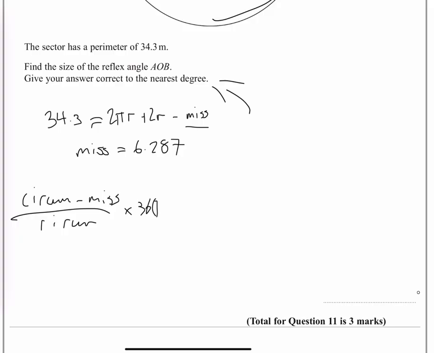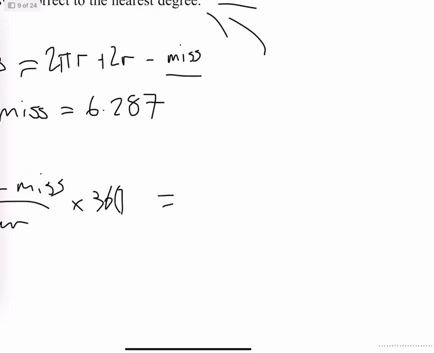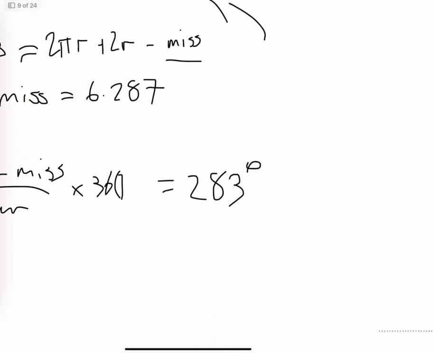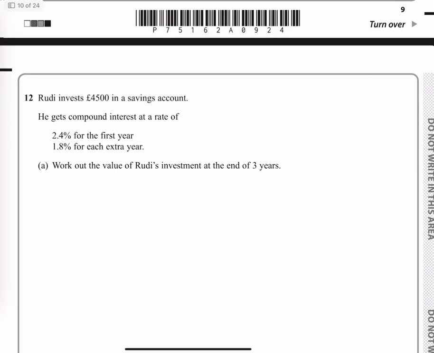So we then take whatever 2 pi r is again, 2 pi 4.7 minus the answer, and then we divide that by 2 pi 4.7, and then we times that by 360 to get this is equal to 283. They wanted it to the nearest degree, so I can just ignore the rest because it's 0.3. Okay.